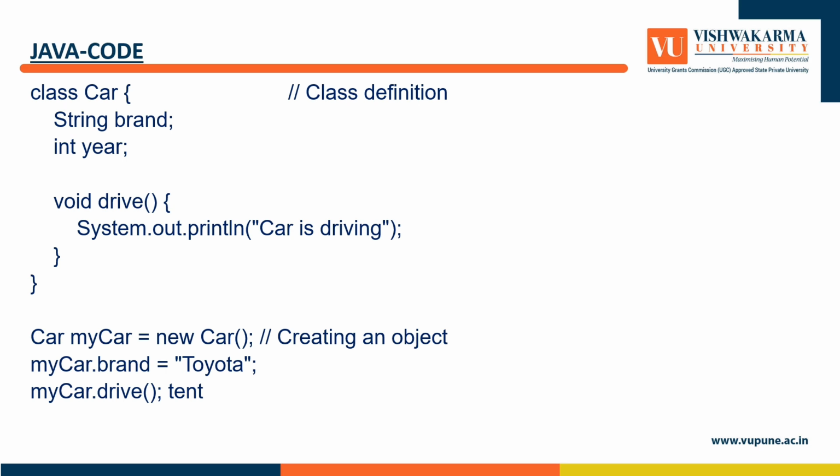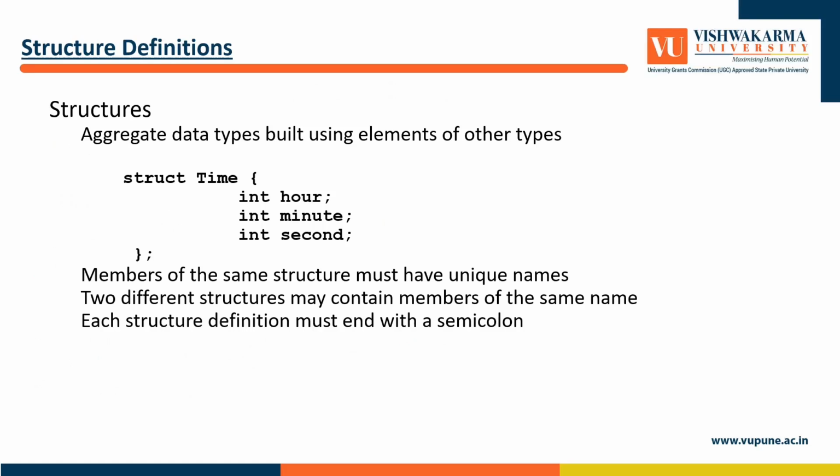Structure definitions. Beyond classes, we also have structures which aggregate data into a single unit. For example, struct Time, int hour, int minute, int second. In structures, each member must have a unique name, but two different structures can share the same member names. This flexibility makes structures useful for organizing data, especially in languages like C or C++.